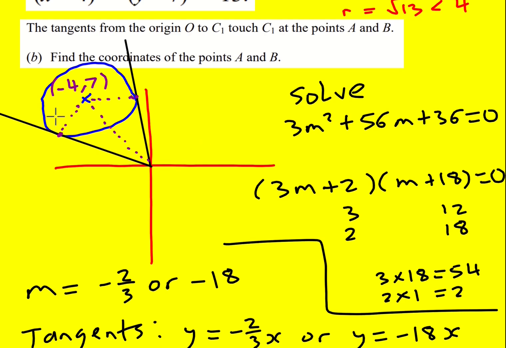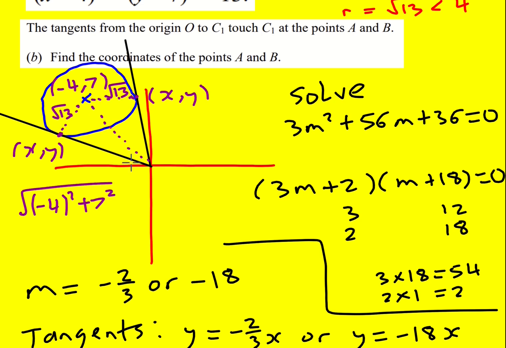Now we know these lengths, they are √13. We don't know either of these 2 coordinates, so I could call them x, y for each one. I'm just going to call them the same sort of thing. Then we can also figure out this distance, because it's just going to be -4 squared plus 7 squared, square rooted, using Pythagoras Theorem.